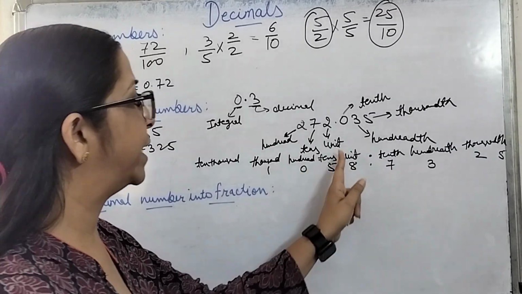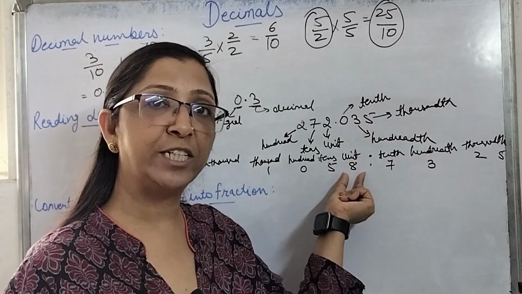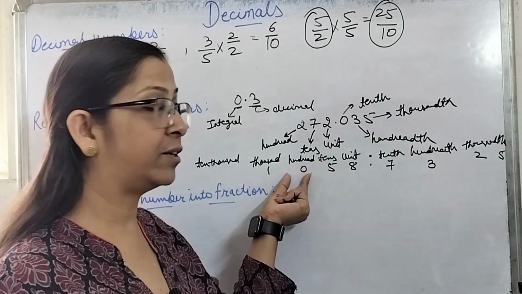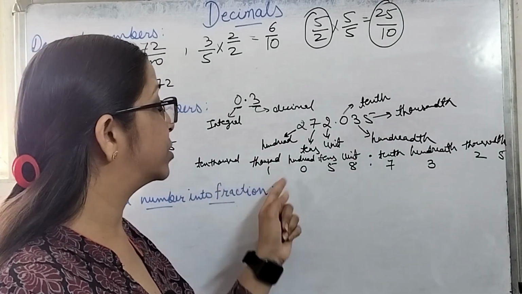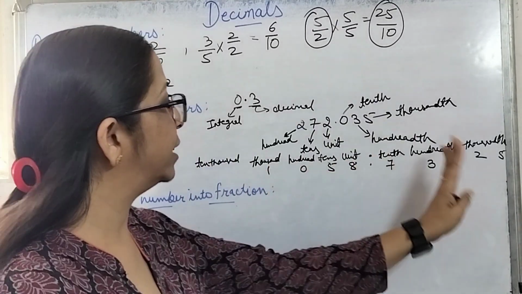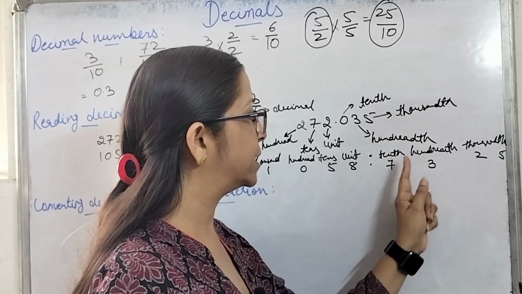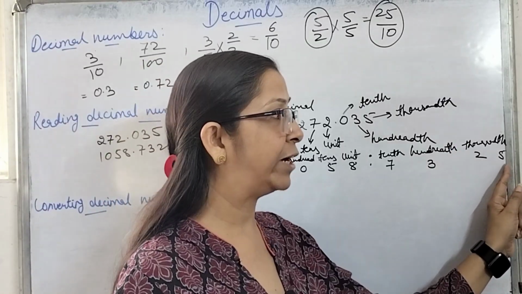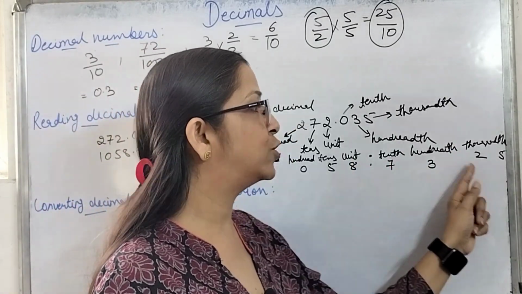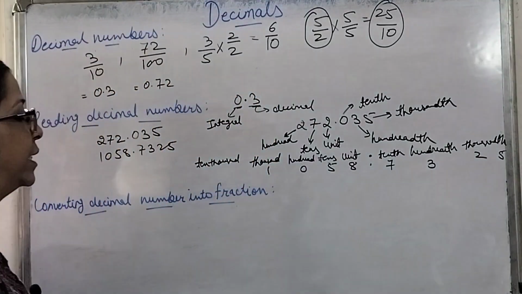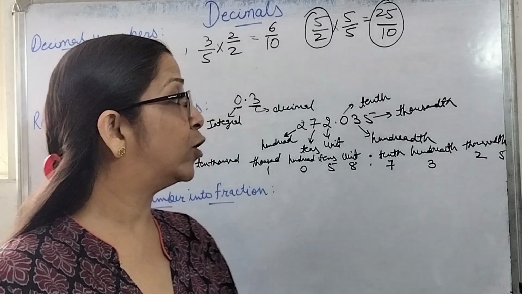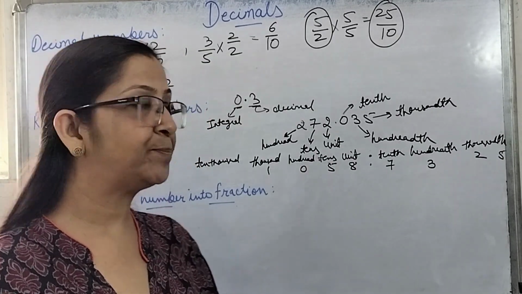The place of 8 is your units place, the place of 5 is your tens place, the place of 0 is hundreds place, the place of 1 is your thousands place. So it will be 1058. After the decimal, it is your tenths place, hundredths place, thousandths place, and 5 will be at the ten-thousandths place. So it will be 7325. This is how we will be keeping the numbers at their places. We have already learned what the place value will be.